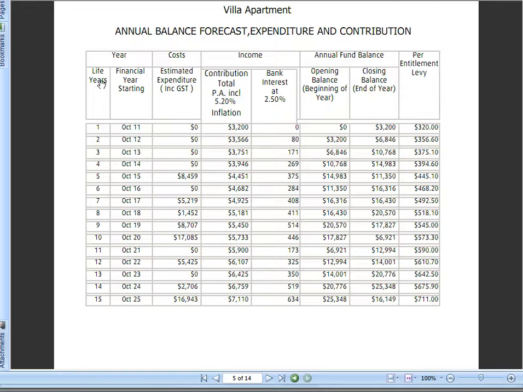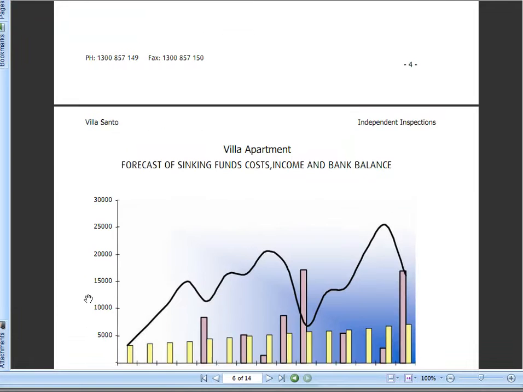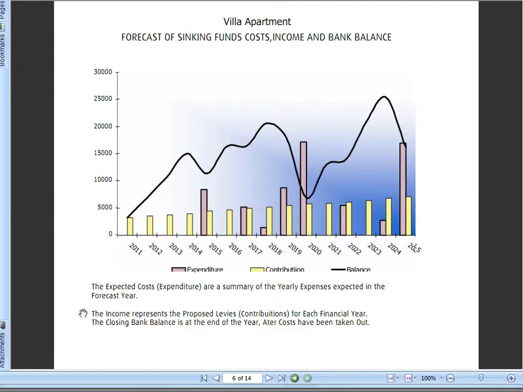Okay, so we're talking about how much we need to put aside for that 15-year period. So what we've done as well, we've put that in a graphical form. There's 3 parts to the graph. One part is how much money you've got in the bank, how much money we need to put aside, and the other part is where our expenses are. So this gives you a year-to-year update of where you need to sit in the sinking fund, or what the expected expenses of the building are over the year.